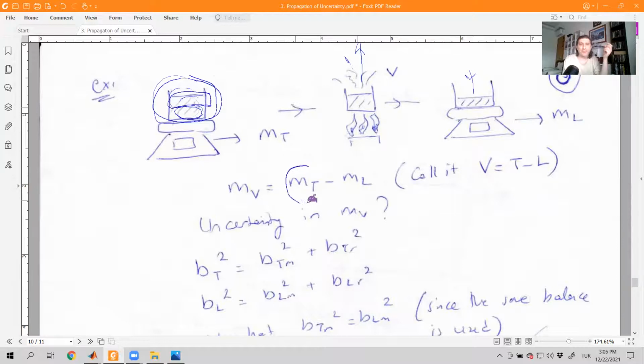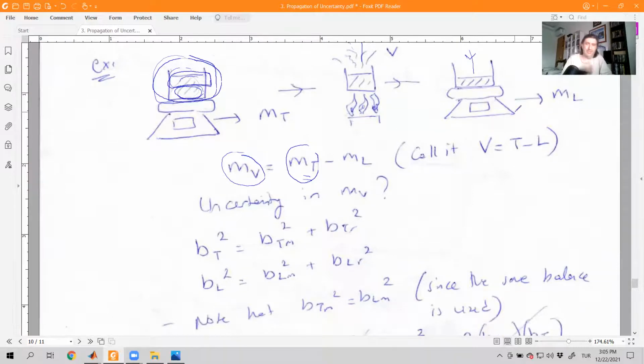It's going to be mass total here at the beginning, and I also neglect the mass of the container here. Mass total is going to be subtracted from the mass liquid at the end. The difference is going to be mass vapor or mass water. So I simply call it vapor, equal to total minus liquid. Actually, it's a very simple experiment. Now, what is going to be the uncertainty in this V? This is the question at hand.